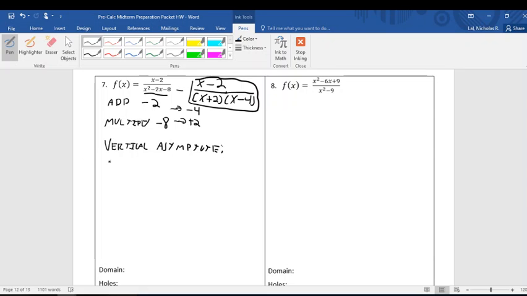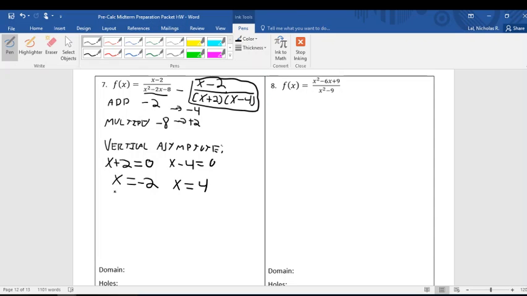So how do we find our vertical asymptote? We set our factors in the denominator equal to 0. So x plus 2 equals 0. We have a vertical asymptote at x equals negative 2, and x minus 4 equals 0. We have a vertical asymptote at x equals 4. So those are our vertical asymptotes.